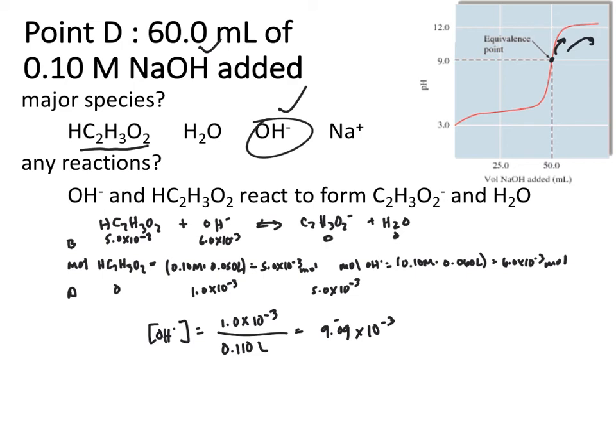Now, if we take the negative log of this, we'll get our pOH, which is going to be equal to 2.04. And our pH, if we subtract it from 14, is going to give us 11.96 as our pH value. Now notice that's a pretty big jump from the equivalence point that we just saw, and that's because those hydroxide ion concentrations are going to significantly affect that pH value. So this is how we do strong-weak titration procedures.